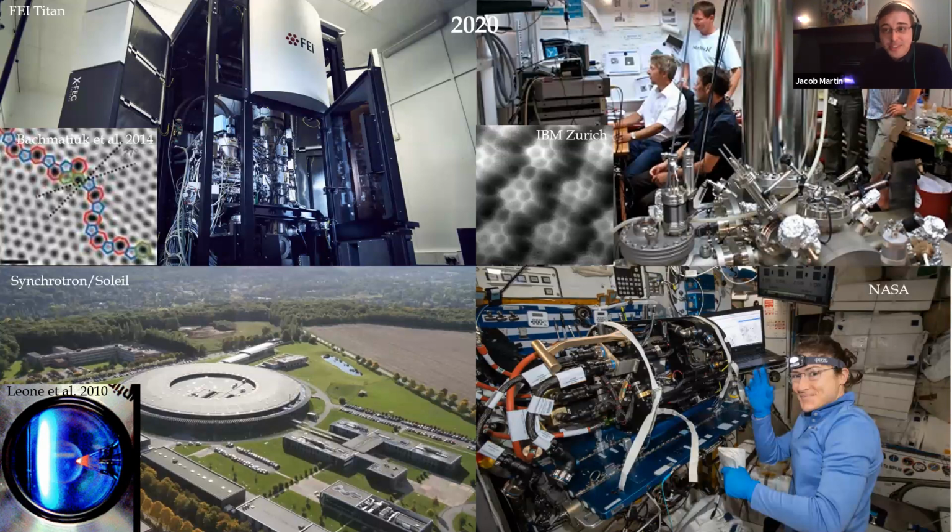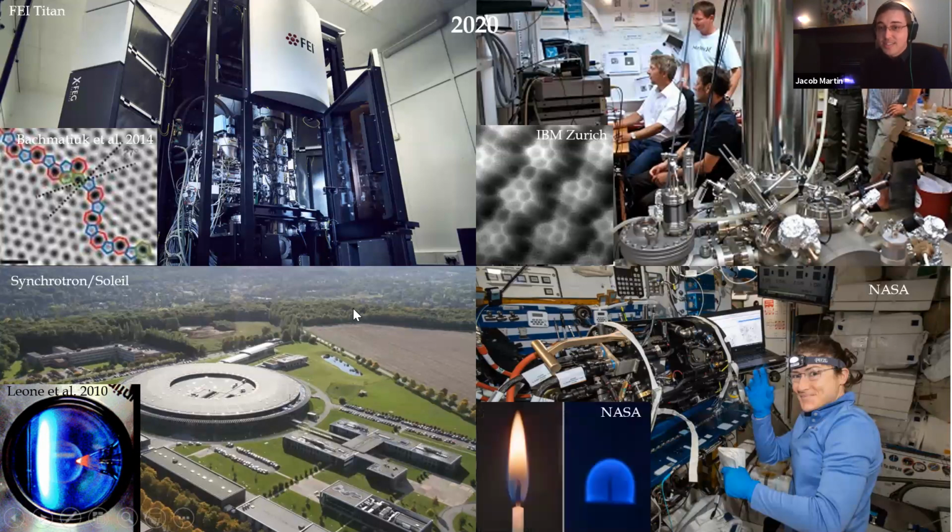And my personal favorite is the experiment on the International Space Station on the bottom right there. And if you ever wondered what a candle flame looks like in space, this is a picture of a candle burning on, I think, the Space Shuttle, 1997.